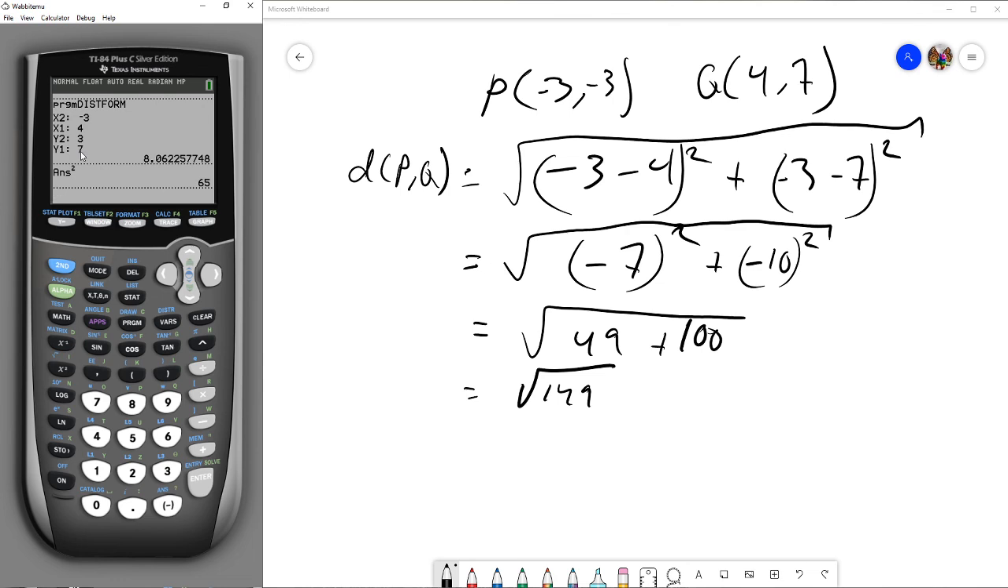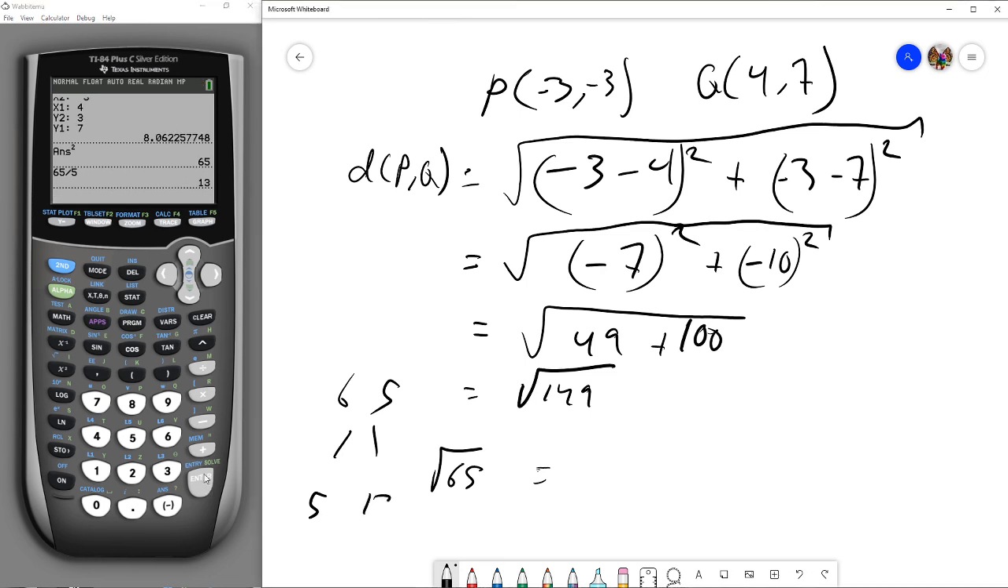So you could figure out, well, this has to be root 65. So then that has to be, well, you can break it down, right? So 65 is 5 times, is that 15? No, I think it's 13. Bad at math. 13. Alright. So this is 5 times 13. That doesn't reduce down, so we're stuck with root 65.